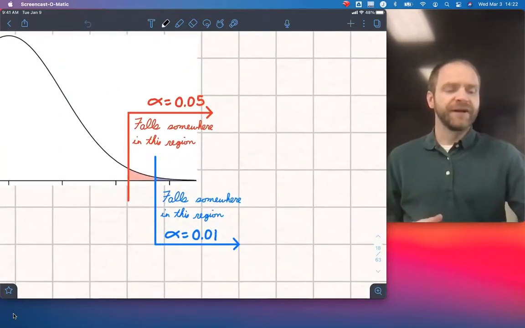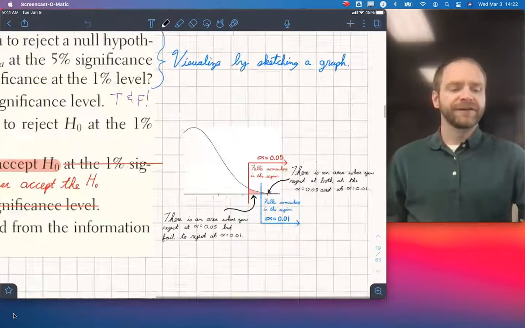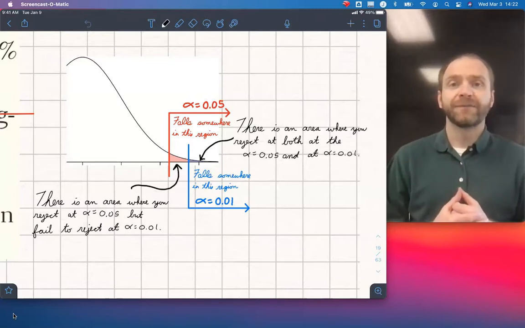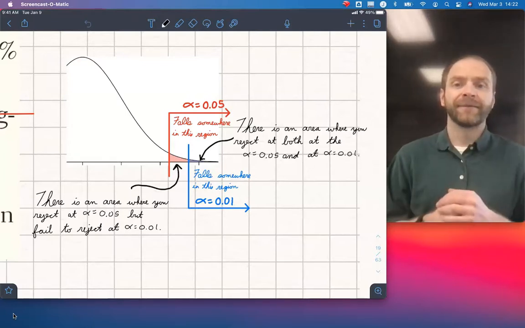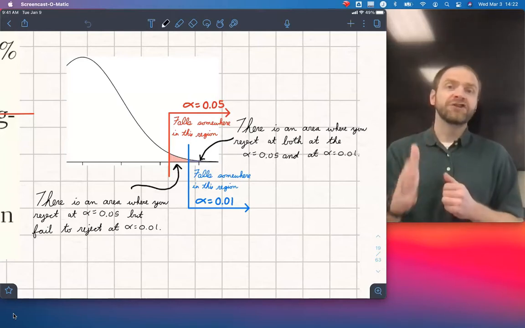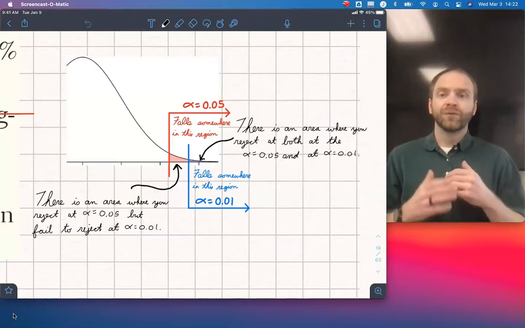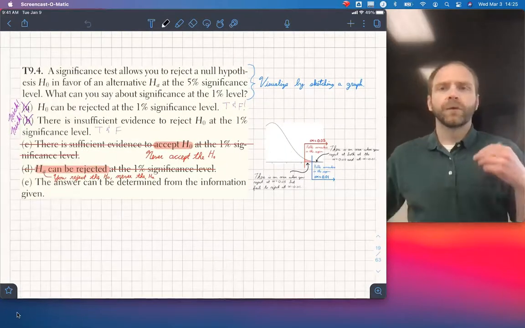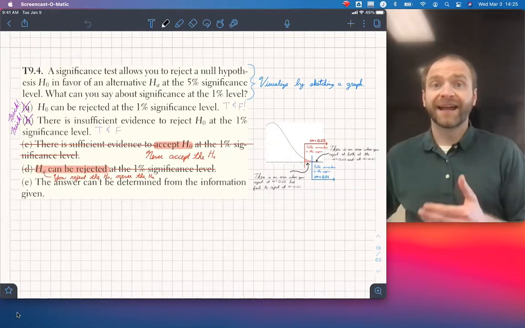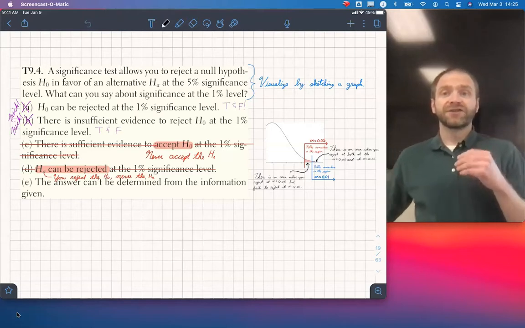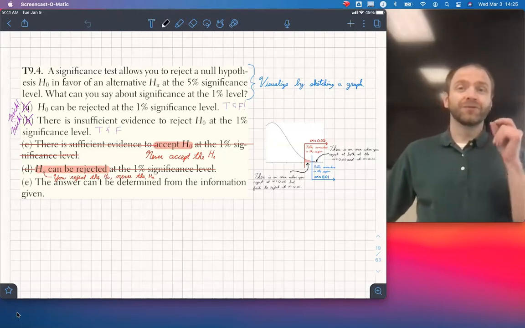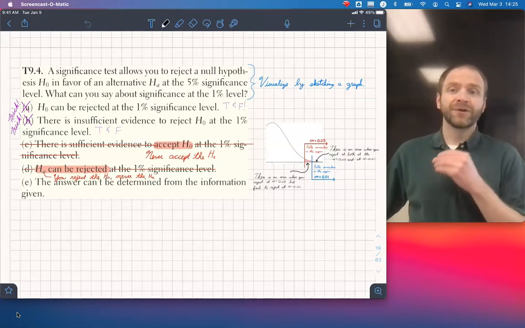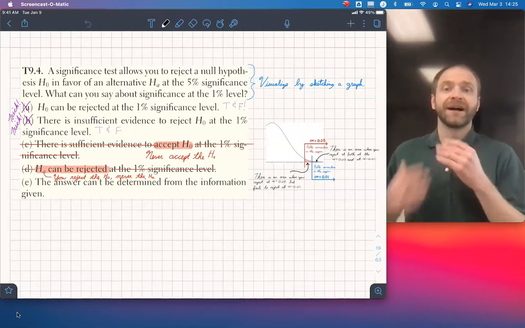So let's see what that means. If I look at the next page and I fill this in, the blue is the area where you reject at both the 0.05 and the 0.01, because that's that overlapping area. That little sliver to the side is where you would reject for 0.05, but you would fail to reject for 0.01. So there's an area where I could reject and an area where I would fail to reject, which makes choices A and B your really hard tricks, because they're true and they're false. There are areas where you would reject and areas where you would fail to reject in both cases.